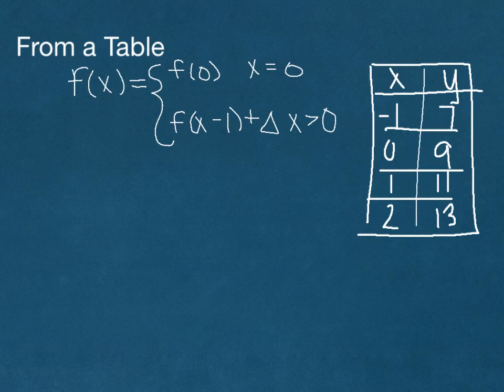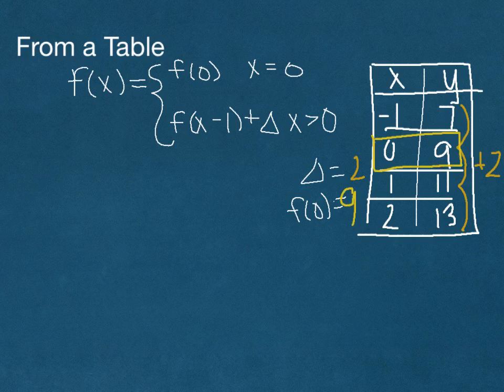Let's go ahead and first figure out my delta and then my f(0). Remember, your delta is what your graph changes by every single time. When I look, I go from 7 to 9, 9 to 11, 11 to 13. So every single time I'm adding 2. My y-intercept is across from my 0, so my y-intercept here is 9. Now all I'm going to do is just plug that into my equation.